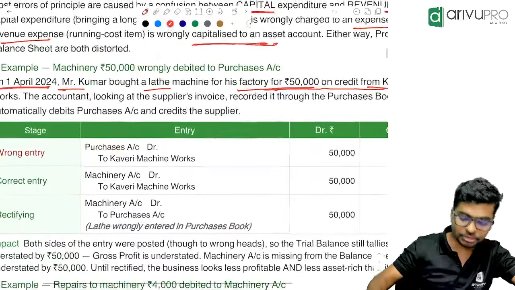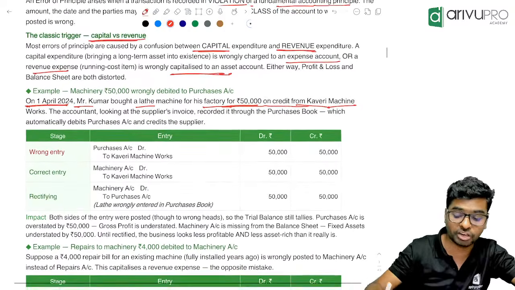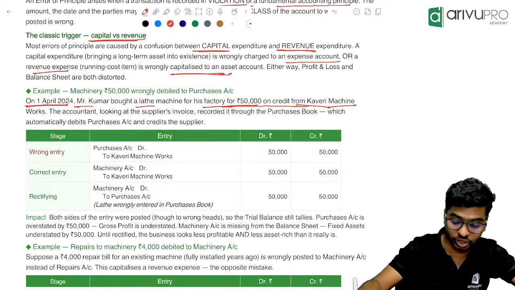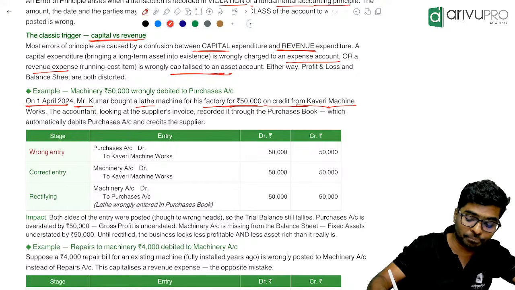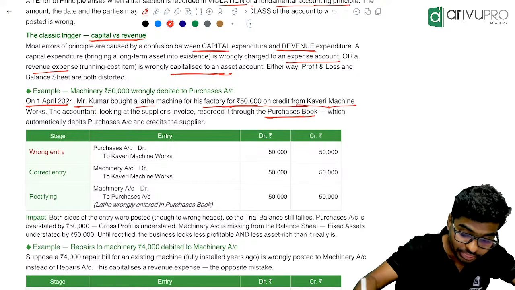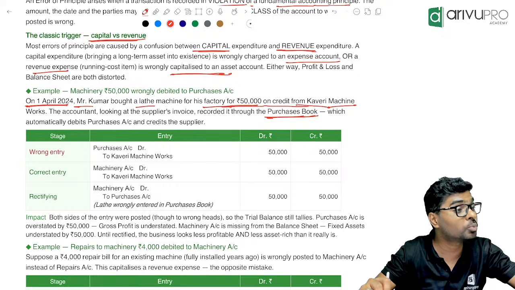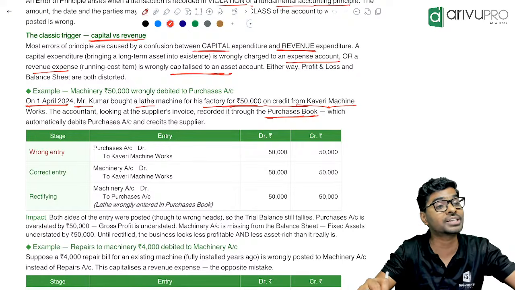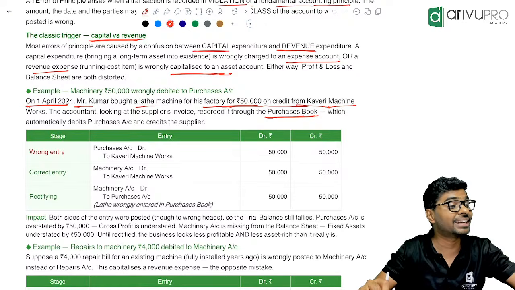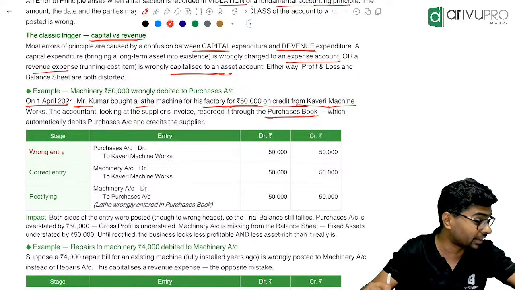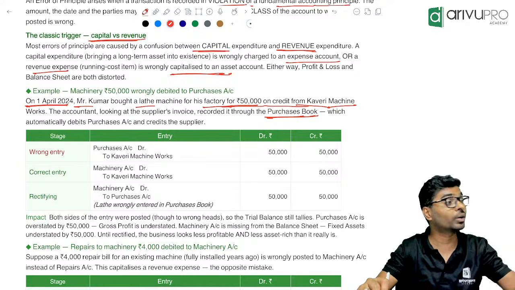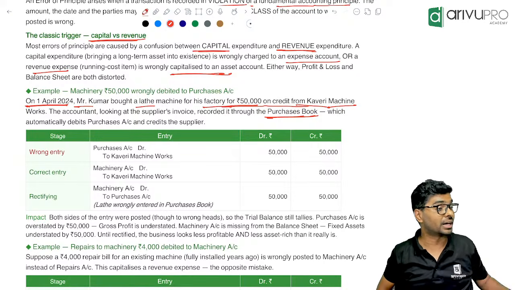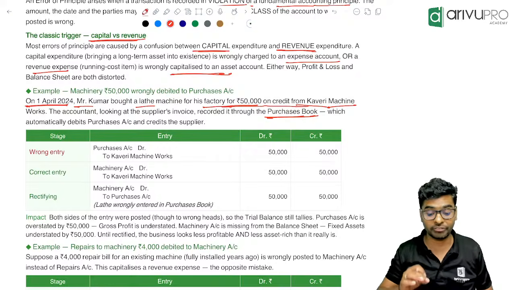Now, first one: Mr. Kumar bought a machine for his factory for 50,000 on credit from Kaveri Machine Works. The accountant looking at the supplier's invoice recorded it as a... he recorded through which book? What did I say? The moment you record it in the purchase book, what does that mean? That you have passed an entry as purchases. Early class we did. The moment you write anyone's name in the purchase book, you have passed an entry as credit purchases. What's the journal entry for credit purchase?